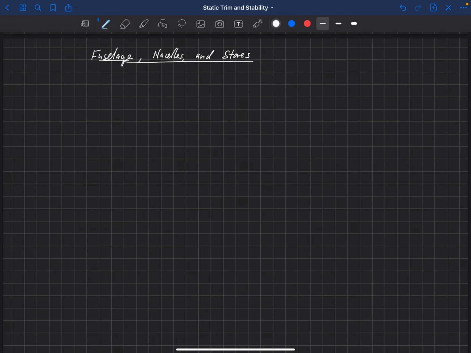So the next thing we're going to look at that influences yaw stability is the existence of a fuselage. Okay, so here's our center of gravity, and here would be the center of pressure of the fuselage, or a nacelle. This can be a nacelle, an external store. Anyway, this can be any aerodynamically shaped object that's not necessarily a lifting surface.